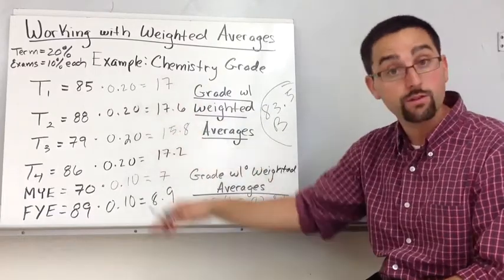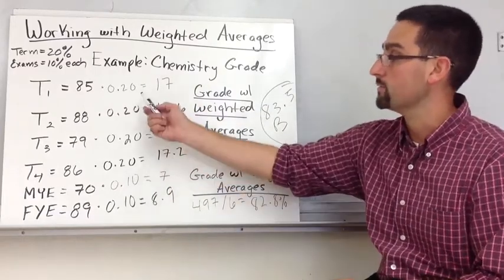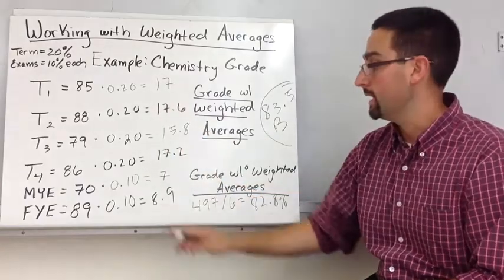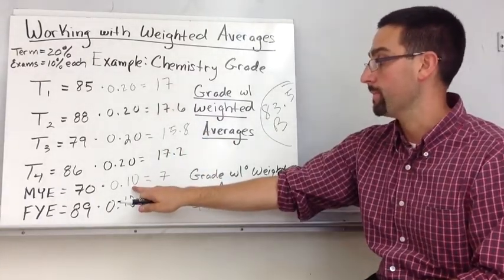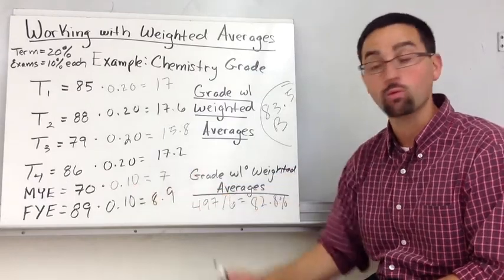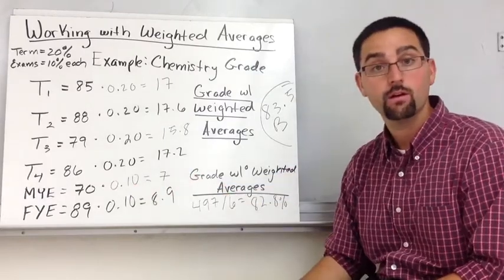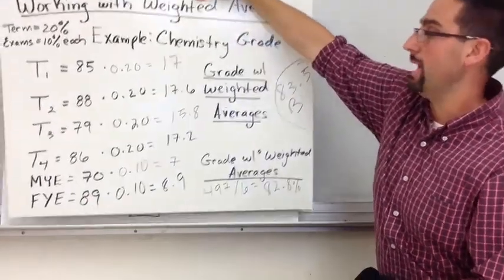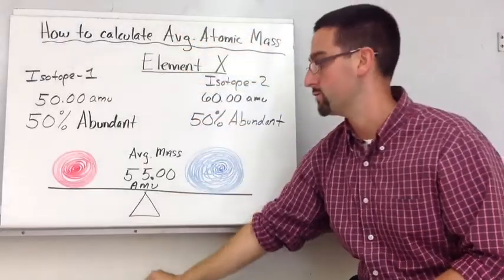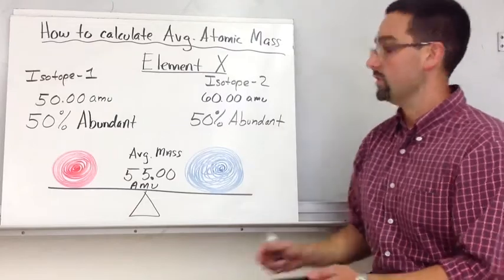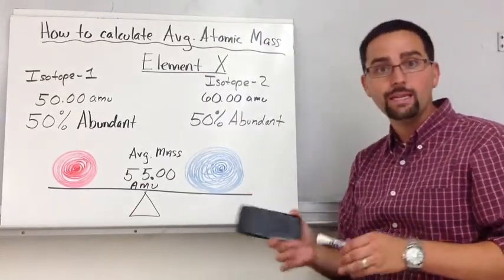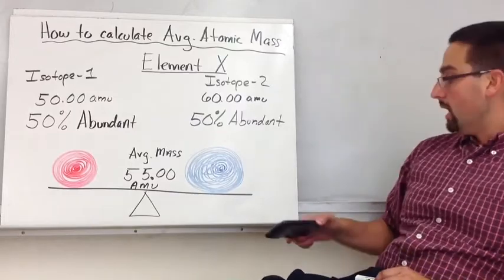But if these were skewed, if your terms were, let's say, 10 each, and these were more than 10%, it would be skewed more towards the year exams. Okay, so that's how you're going to calculate using weighted averages. A little bit different than regular averages, actually much different. All right, so using the same concept, how do we apply this weighted average to isotopes?